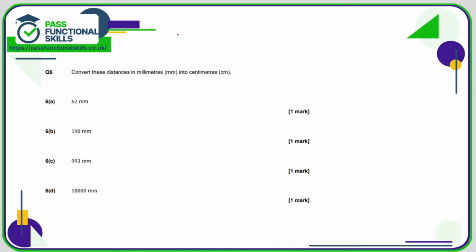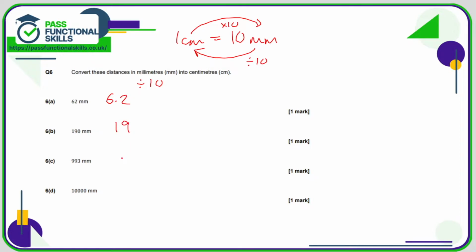Question number 6, we just need to remember that 1 centimeter equals 10 millimeters. So centimeters to millimeters we're multiplying by 10, so millimeters to centimeters we are dividing by 10. So here we're converting all of these from millimeters to centimeters, so we need to divide by 10. 62 divided by 10, 6.2. 190 divided by 10, just chop off the 0, 19. 993 becomes 99.3, and chop off 1 0 gives us 1,000.